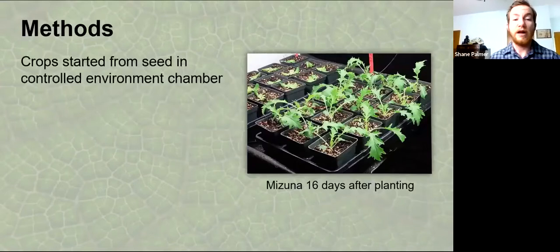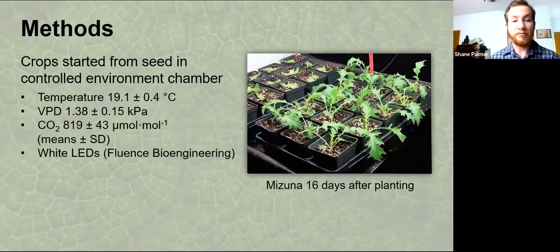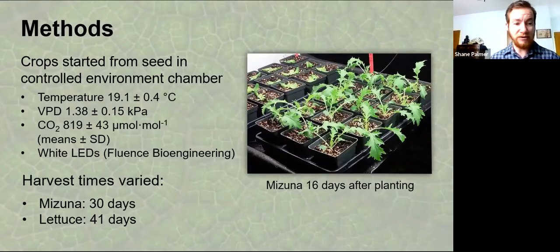This was conducted in a growth chamber. I started my crops from seed. This is just a quick overview of the environmental conditions. I'm not going to spend too much time on it, because there's a lot to cover. The Mizuna was harvested after 30 days and the lettuce was harvested after 41 days. This was based mostly on the visual appearance of how big the plants were getting, because we weren't necessarily going to do a direct comparison for the end harvests between them.